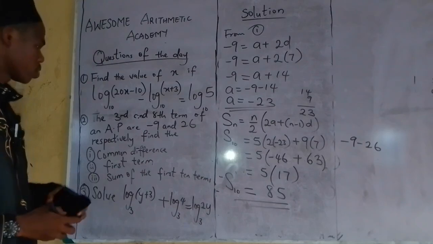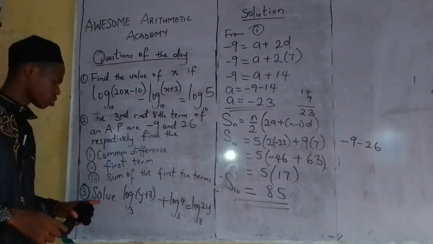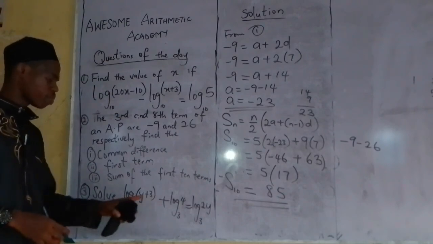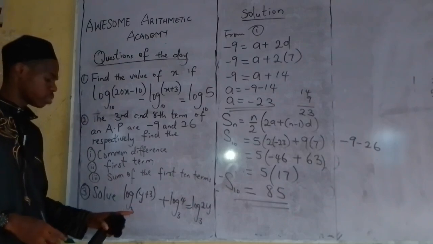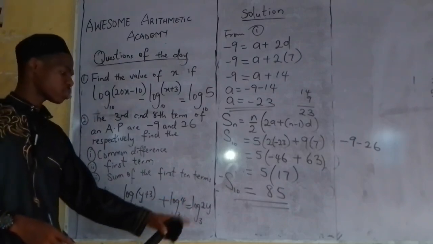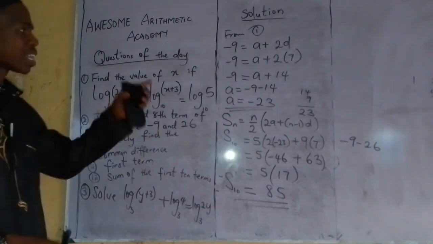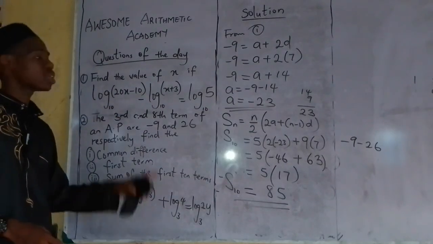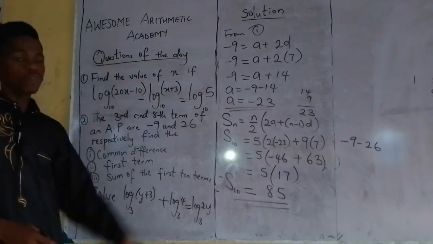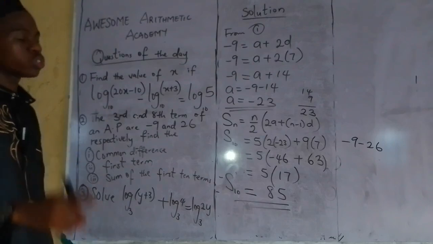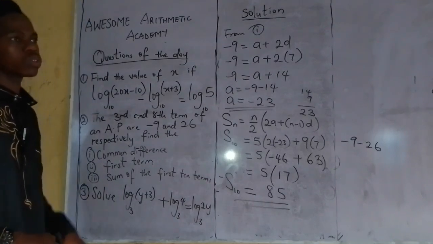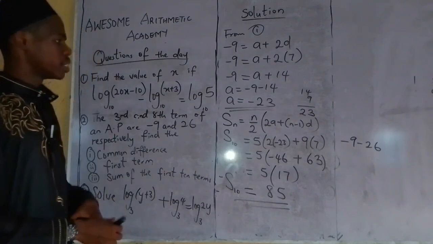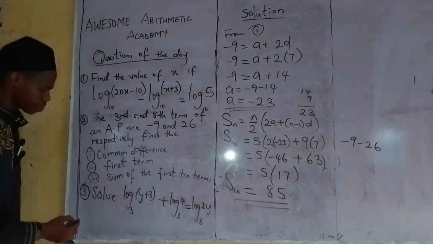So this is where we are going to stop today. I want you guys to try this. Solve log (y plus 3) base 3 plus log 4 base 3 equals log 2y base 3. Just as we did in this first question. The only difference is that this one is plus and this one was minus. And don't forget that I showed you what you are going to do when you have plus instead of minus.